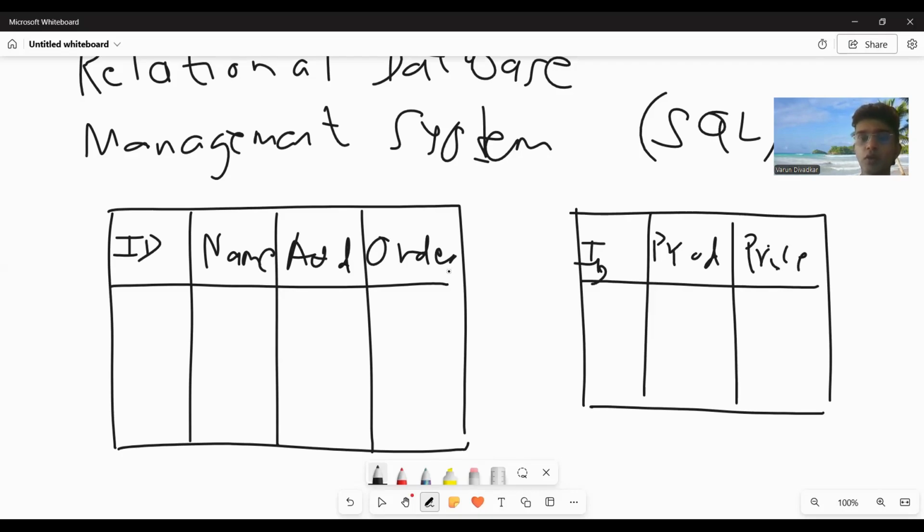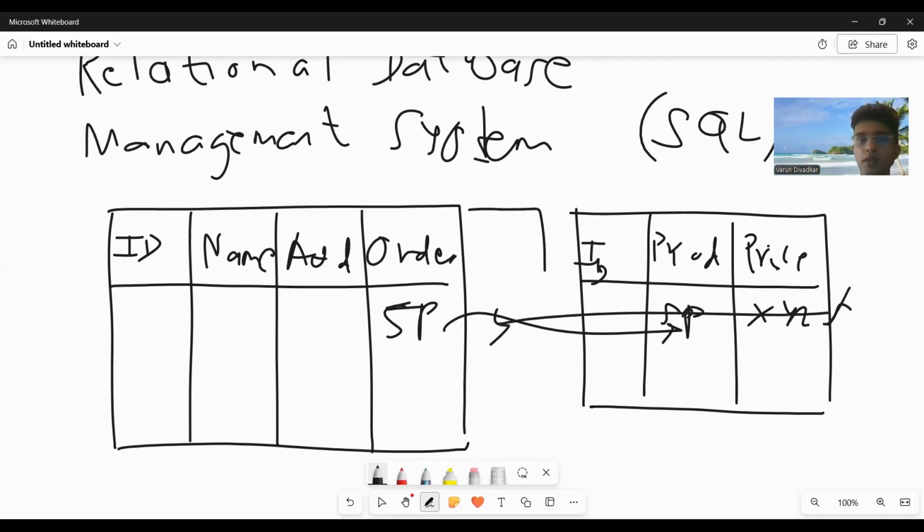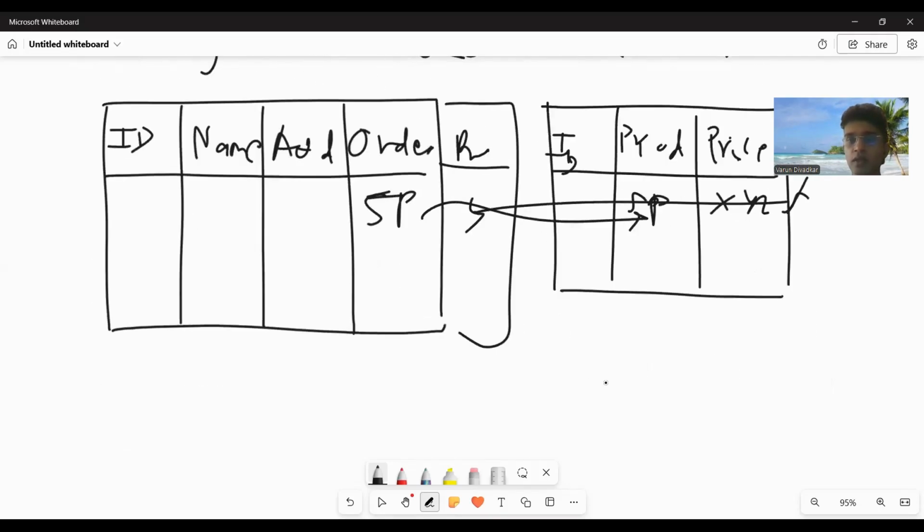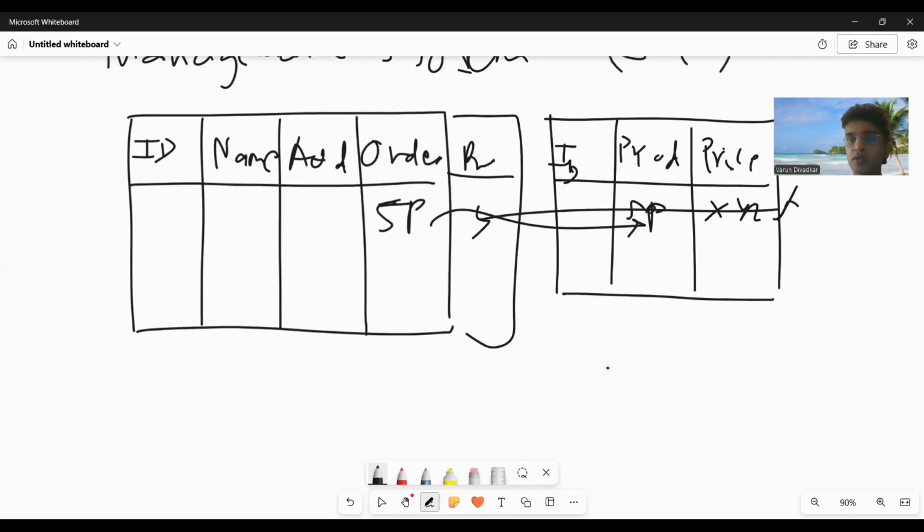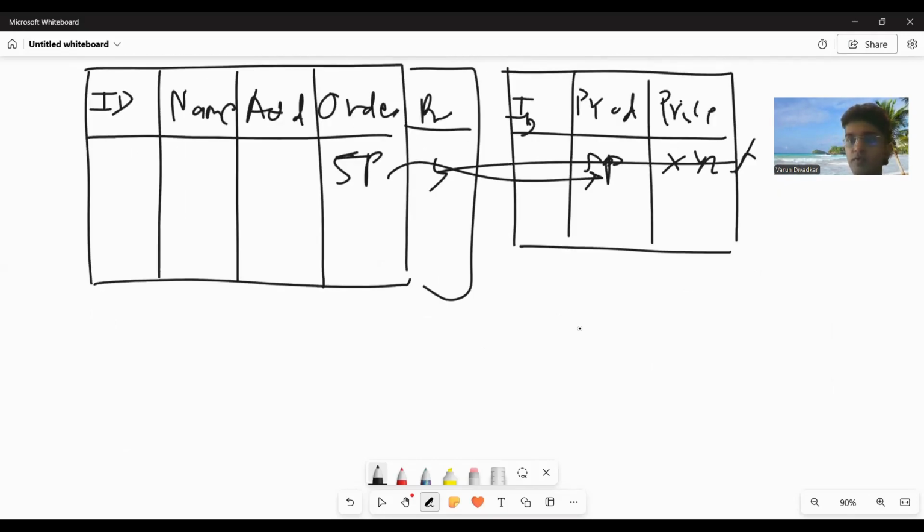So from here, suppose this order is a smartphone, then you have the price of a smartphone here, say it's XYZ dollars. You look up the smartphone using a join and then you pull this value here. So you get the price of the product which the customer has ordered. This is how you basically store your data in relational tables in a relational database management system. That's what we are all familiar with.